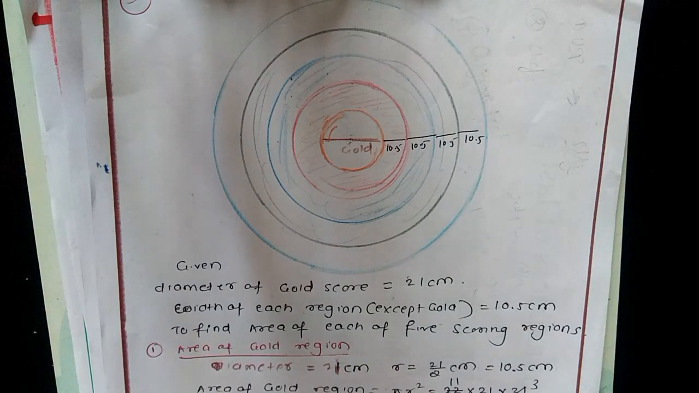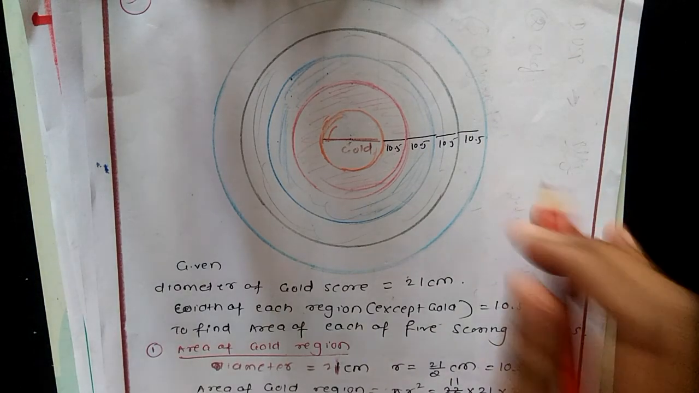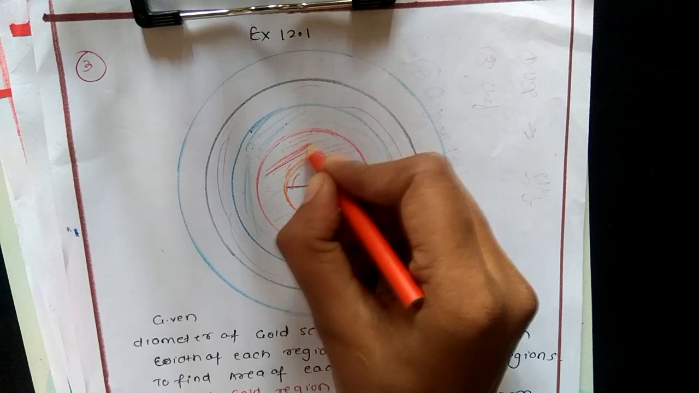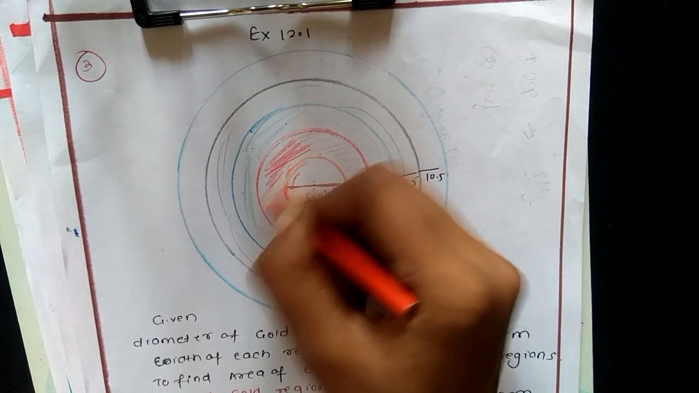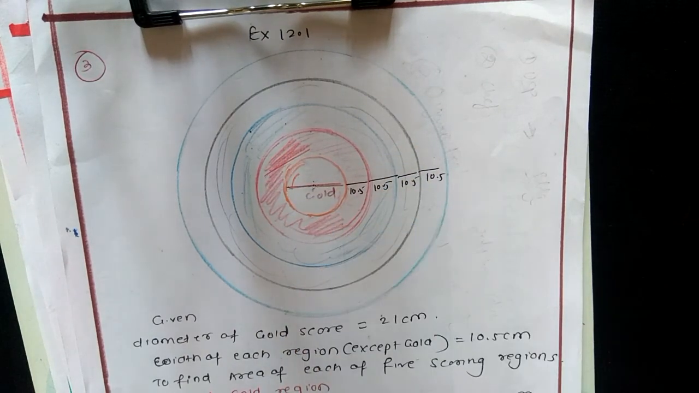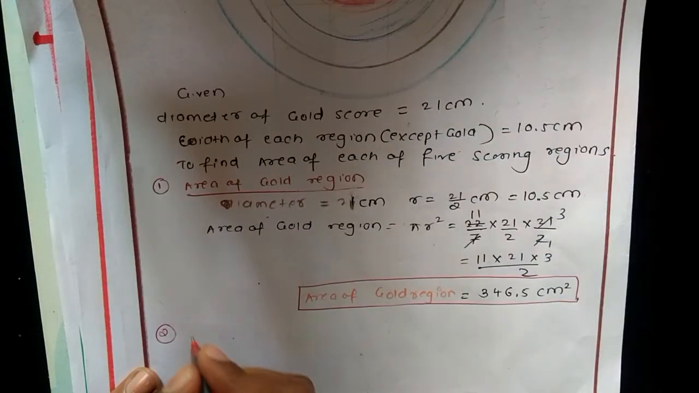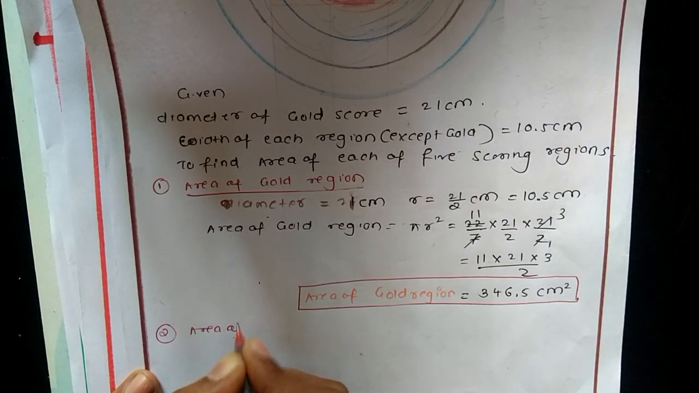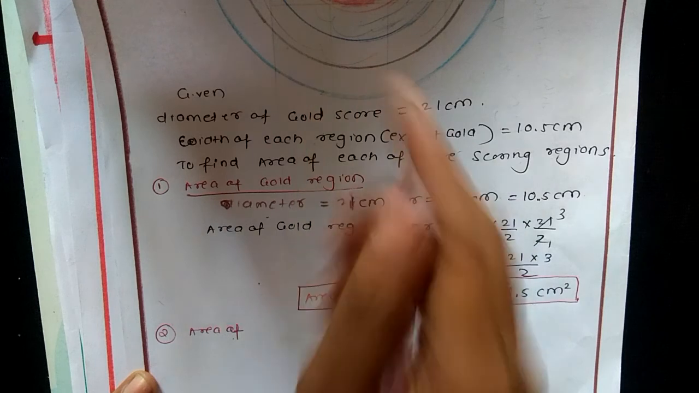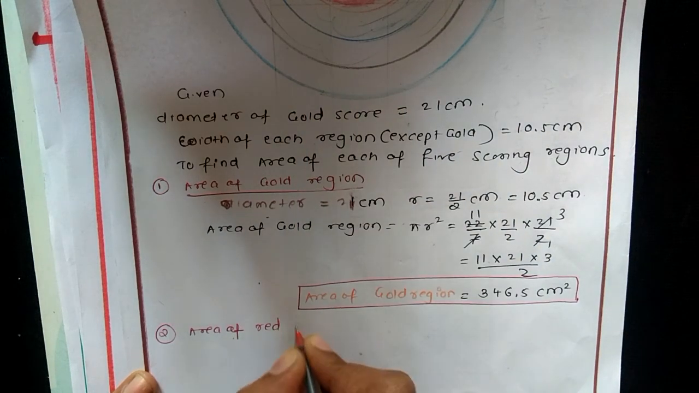Now you go for the red region. For the red region, only this ring you have to consider. So now we have to find the area of the red region, because after gold we have the red region.